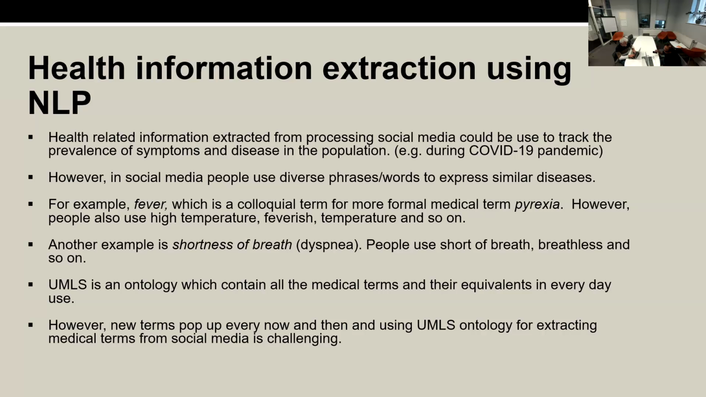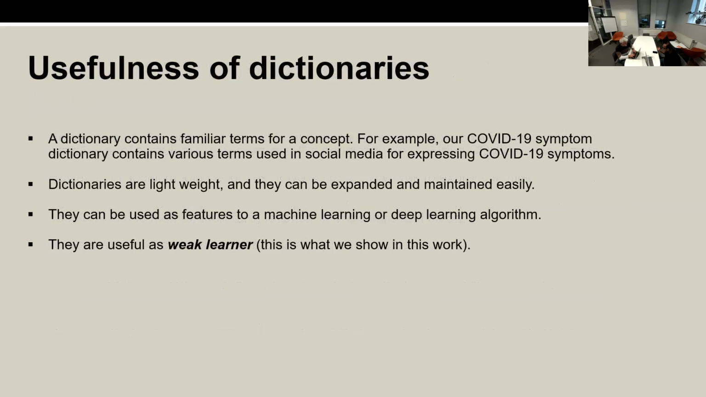It's very easy to collect a dictionary. For example, during the pandemic I collected about 4,000 terms and created a dictionary, which we call the COVID-19 symptom dictionary, which we have used in our model. Dictionaries are lightweight and can be expanded and maintained very easily. They can also be used as features for the machine learning algorithm. And third and last, they are useful as a weak learner. I will say in my conclusion why weak learning is also important in the era of generative AI.